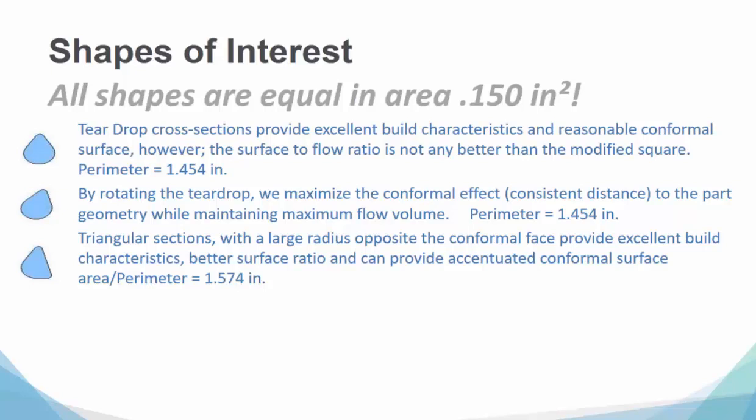Going further would be to take what we've learned from the shapes and say, let's make it a triangular section, use the best available with that, plus keep it close to a teardrop shape, tip that wall over so it's close to parallel to the mold section, and here you get a nice result. You can see the perimeter is bigger, but you also get that accentuated conformal effect.